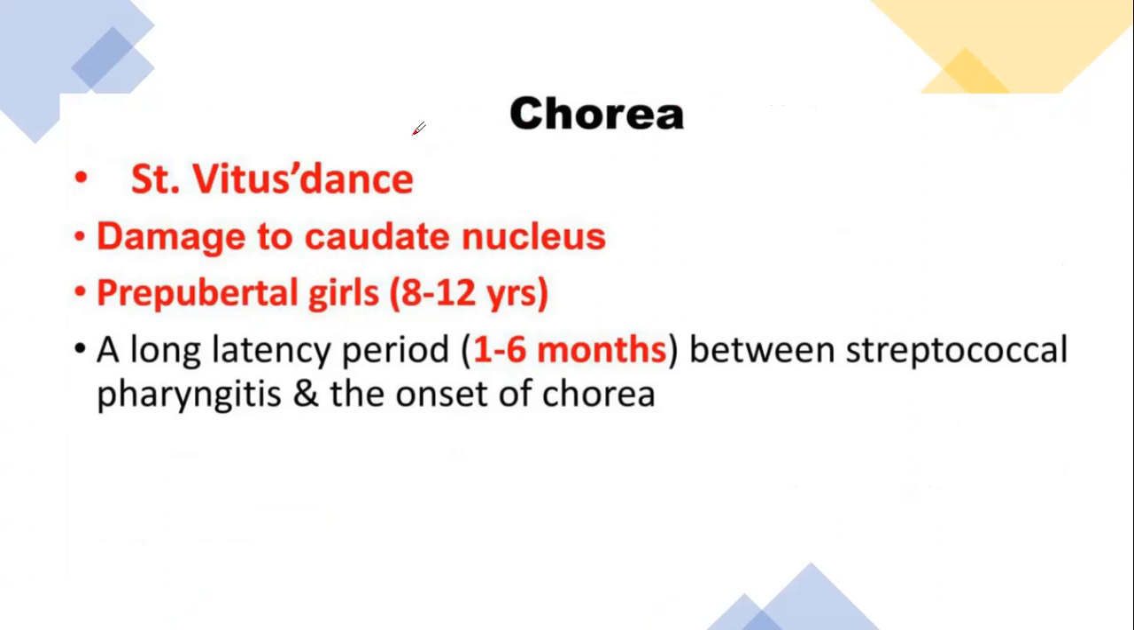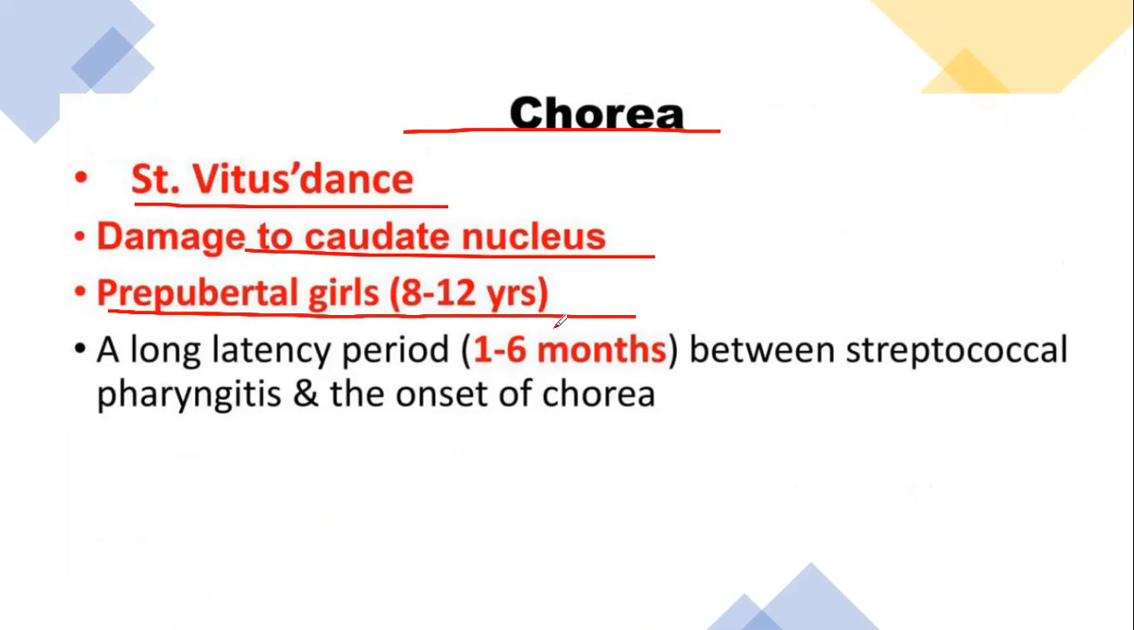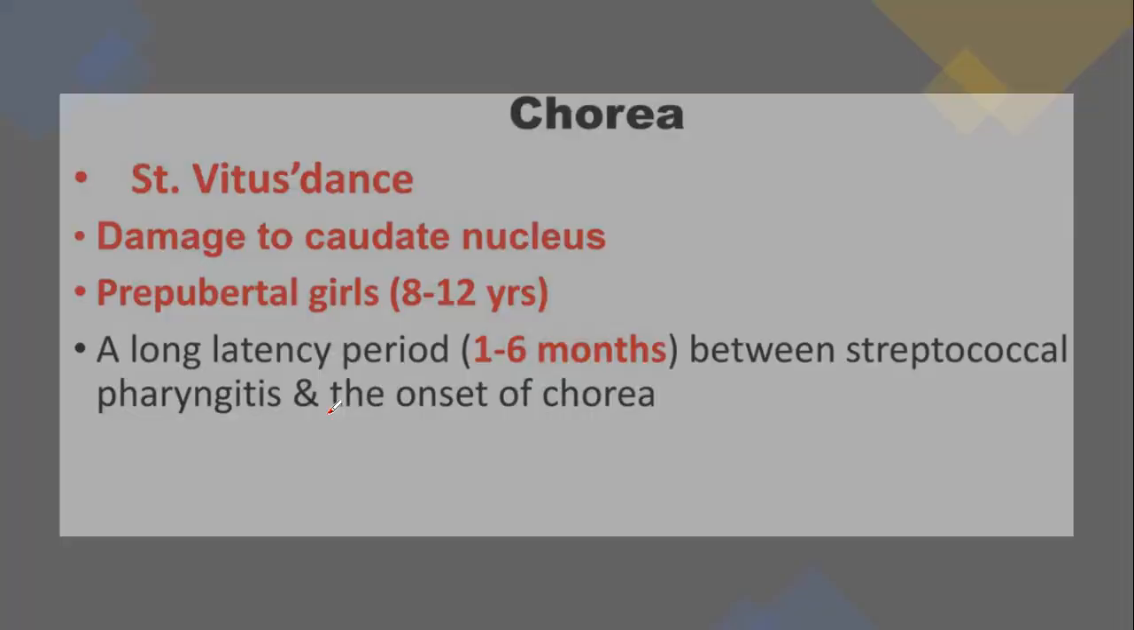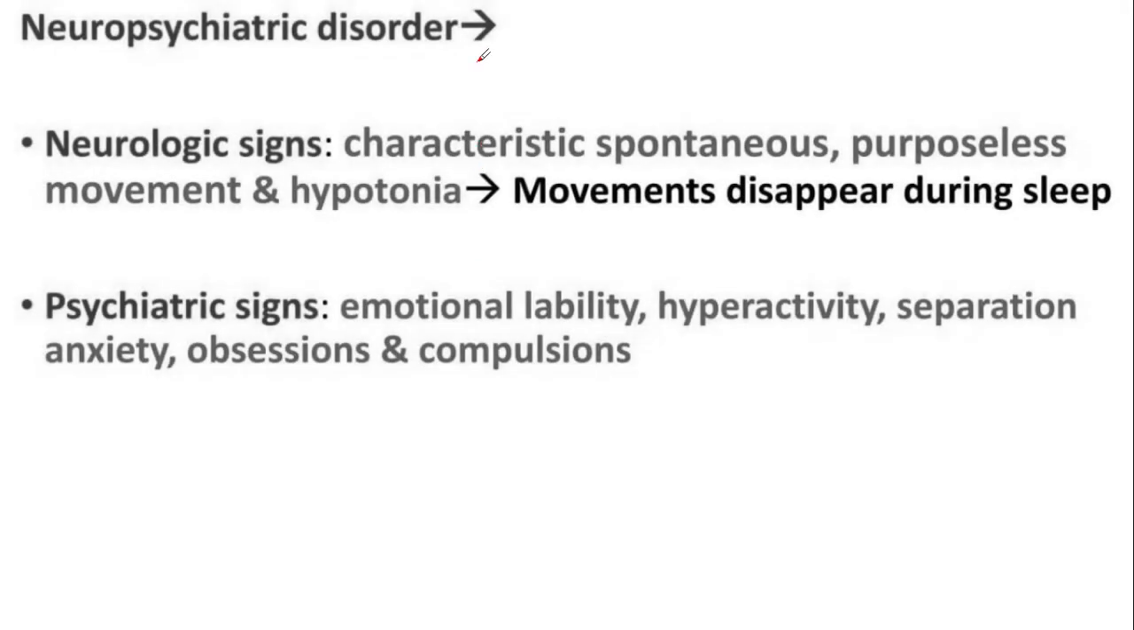Let's look at Sydenham's chorea, or the St. Vitus's dance. It occurs due to damage of the caudate nucleus, more common in prepubertal girls, aged 12, and it has a long latency period, ranging from 1 to 6 months after streptococcal pharyngitis. Now, it is a neuropsychiatric disorder. The neurologic signs present as characteristic spontaneous purposeless movement and hypotonia, and these movements disappear during sleep. The psychiatric signs are emotional lability, hyperactivity, separation anxiety, obsessions, and compulsions.